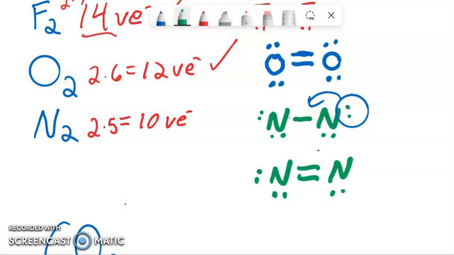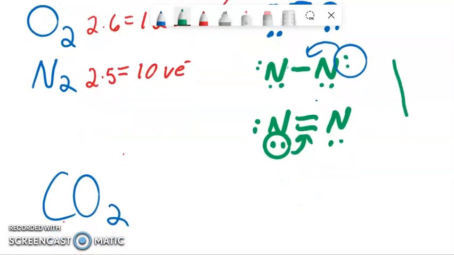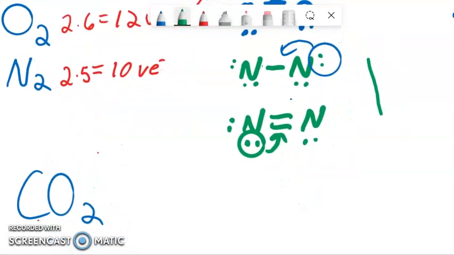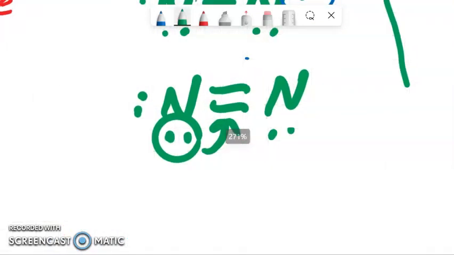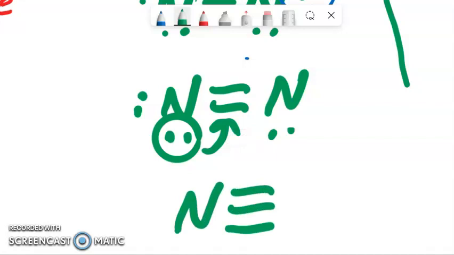We're going to have to move 2 more electrons into a bond. And it can't be this one because that would still leave it with 6. We're going to have to move this one into a triple bond. And triple bonds are possible. So nitrogen, triple bond, nitrogen.